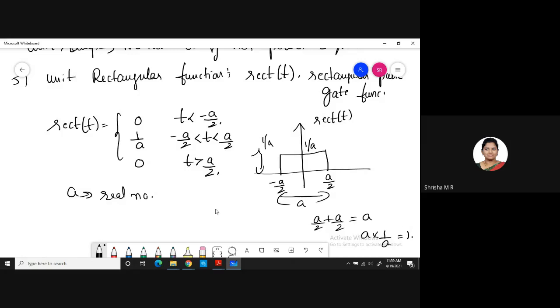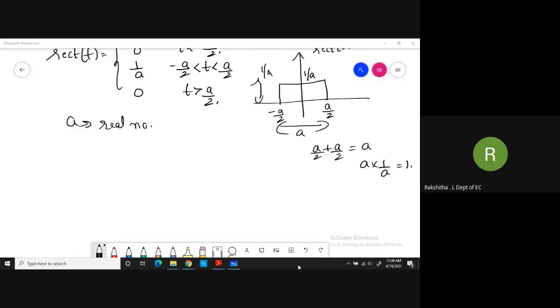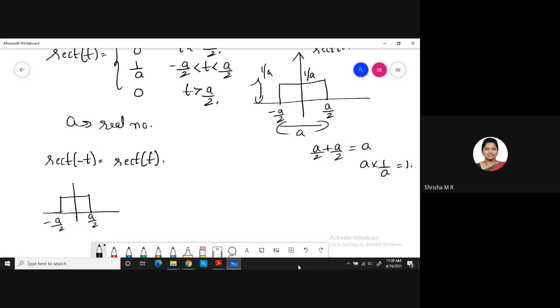Is the rectangular signal an even signal or an odd signal? Could anyone tell me? Even, ma'am. Yes, because rect of minus t is equal to rect of t. So it is an even signal. If you time reverse the signal from minus a by 2 to a by 2 with amplitude 1 by a, that is, if you multiply time by minus 1, so this is rect of minus t and this is rect of t. That would be the same. It is symmetric about the y-axis or vertical axis. So it's an even signal.